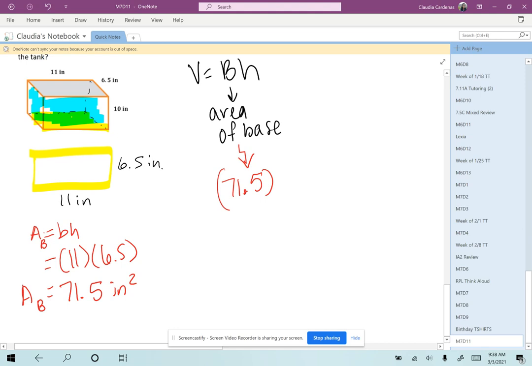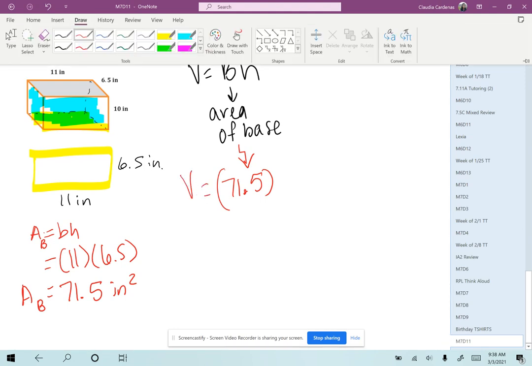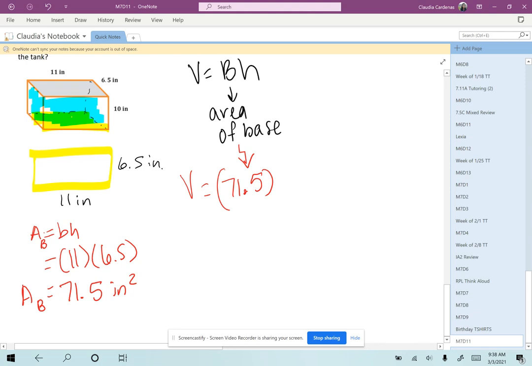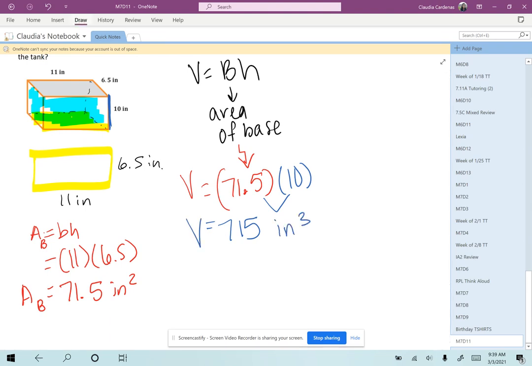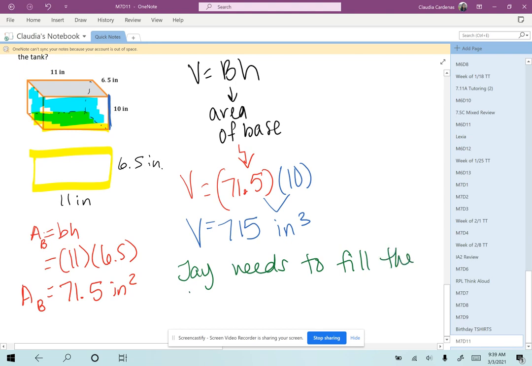which means I can substitute that into our formula for our volume. And then what is the height of our prism? How tall is this tank? Well, it is 10 inches tall, so that's going to go into our formula as well. And now we can multiply to find volume. So 71.5 times 10 is actually 715 cubic inches. So if we wrote a more formal sentence, Jay needs to fill the tank with 715 cubic inches of water.